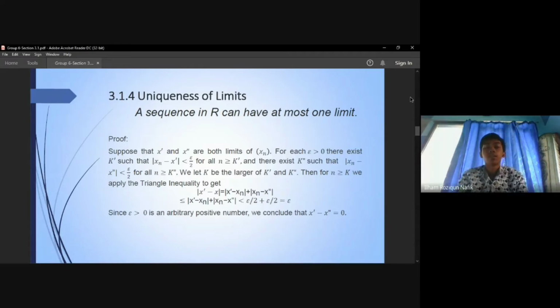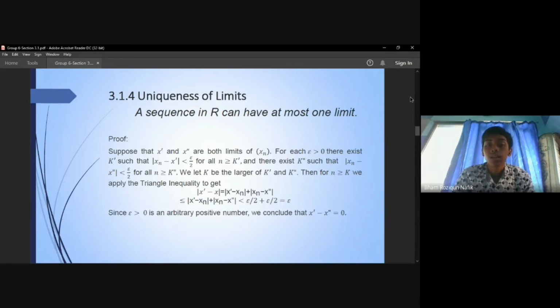For each epsilon greater than 0, there exists K' such that the absolute value of x_n minus x' is less than epsilon over 2 for all n greater than or equal to K', and there exists K'' such that the absolute value of x_n minus x'' is less than epsilon over 2 for all n greater than or equal to K''. We let K be the larger of K' and K''.